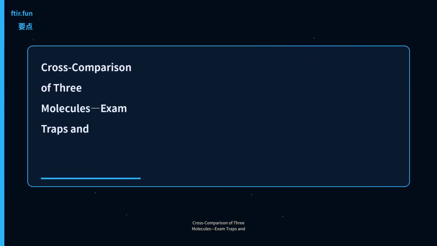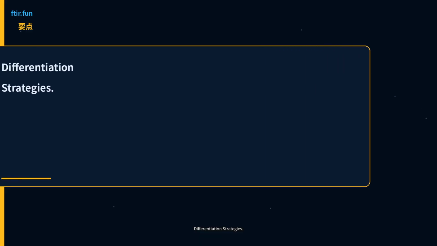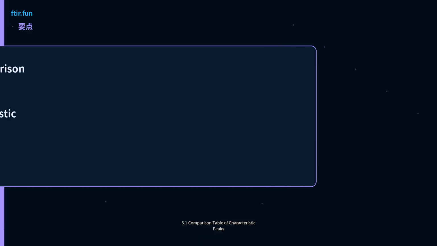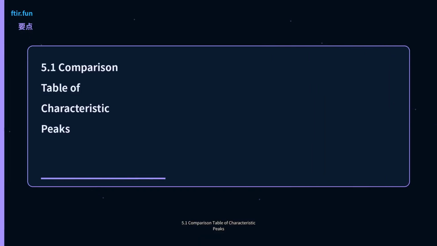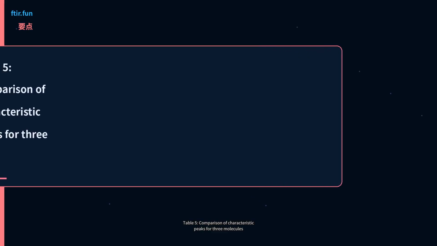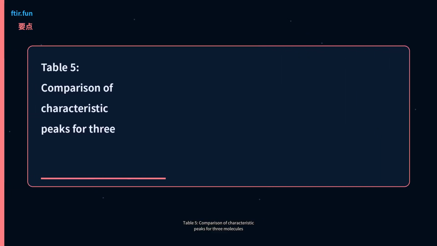Next, V. Cross-comparison of three molecules, exam traps, and differentiation strategies. 5.1 Comparison table of characteristic peaks. Table 5: Comparison of characteristic peaks for three molecules.